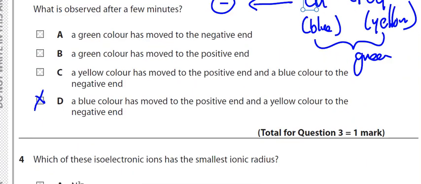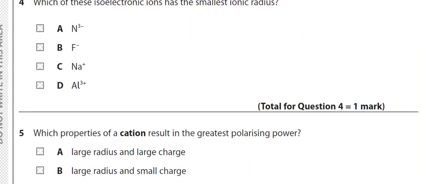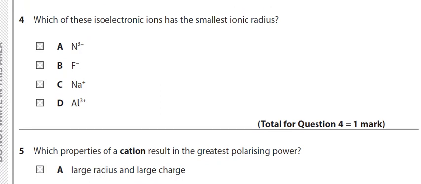Which of these isoelectronic ions have the smallest ionic radius? Isoelectronic means the ions have the same number of electrons. So, the smallest ionic radii. The nitride has two shells.